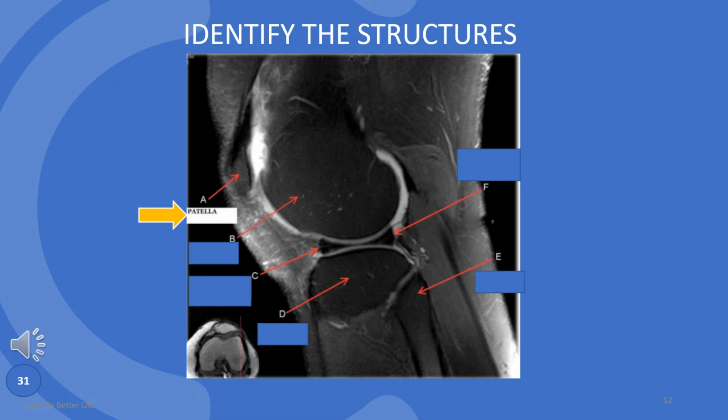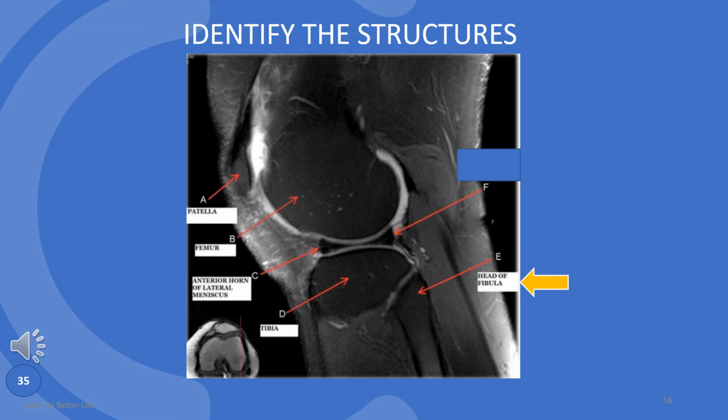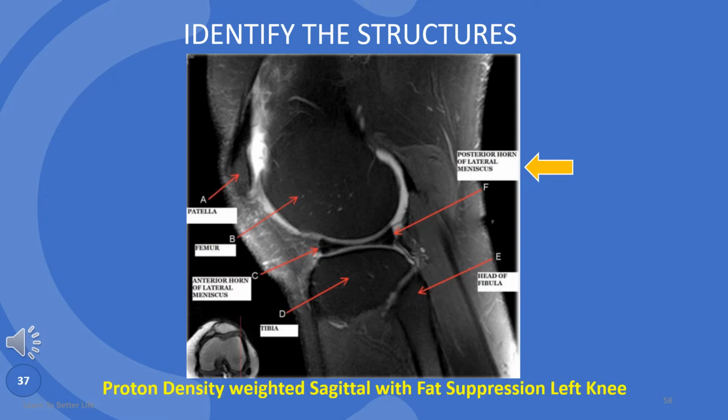Now, let's learn some more knee anatomy in a different view. A is patella. B is the femur. C, anterior horn of lateral meniscus. D, the tibia. E is head of the fibula. And F is the posterior horn of lateral meniscus. This is the image taken using proton density weighted, sagittal, with fat suppression, left knee.